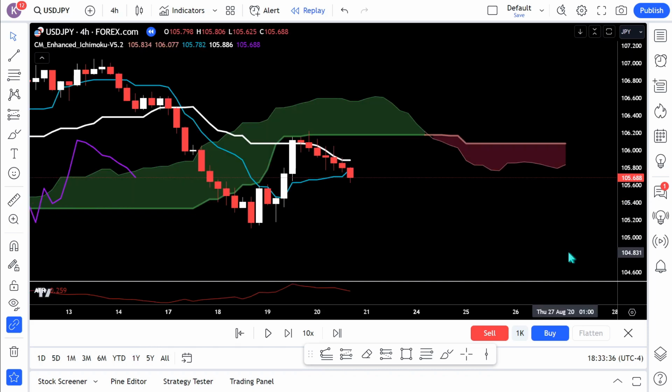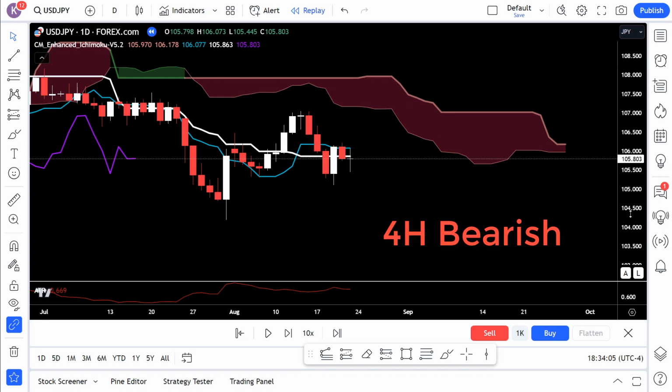So this time we get a short signal on the 4-hour. Here's the daily. Do you still like the trade?